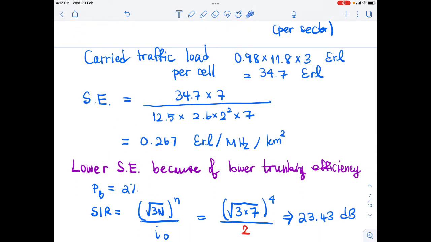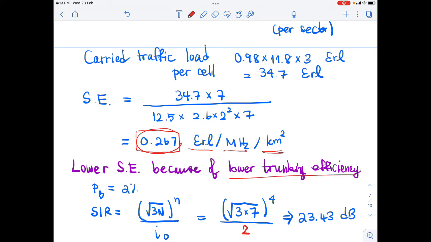Now, if we compute this, we're gonna get spectral efficiency equal to 0.267 Erlang per megahertz per kilometer square. Now, if you look at this number compared to what we got earlier, this is less, right? Earlier we got 0.3 Erlang per megahertz per kilometer square. This is smaller. That means this planning, this scenario, is less efficient, because we got lower trunking efficiency.